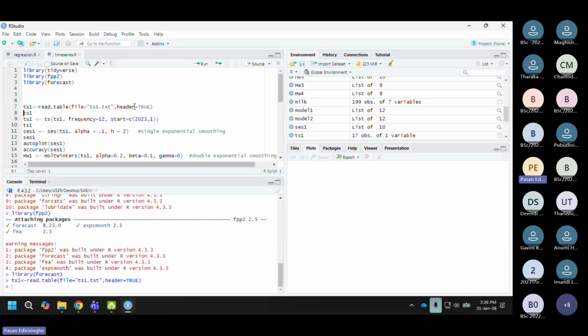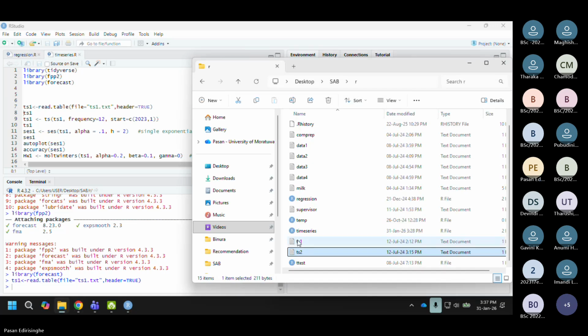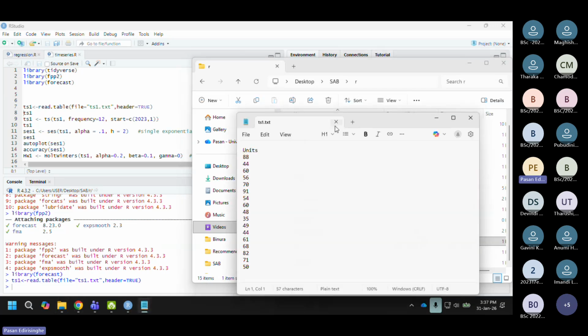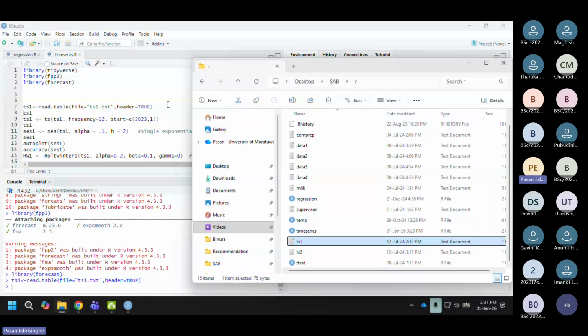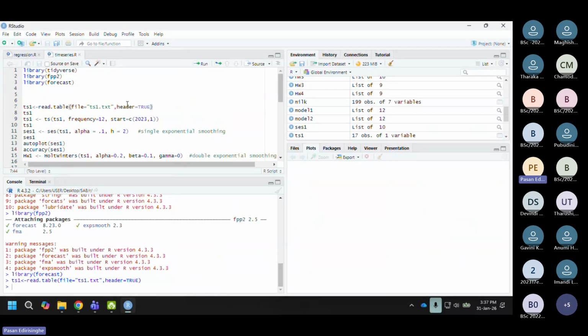So this is the coding when you are reading it as a text file. Then you have the read.csv here, right? So then it is the CSV file, right? And then I'm saying that header is TRUE, right? So in my file, I already have the header, right? So that's how I'm reading the file.